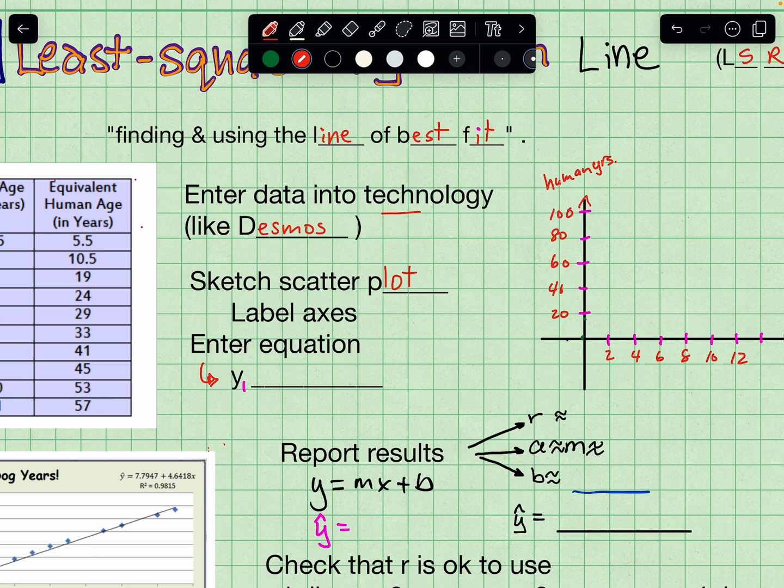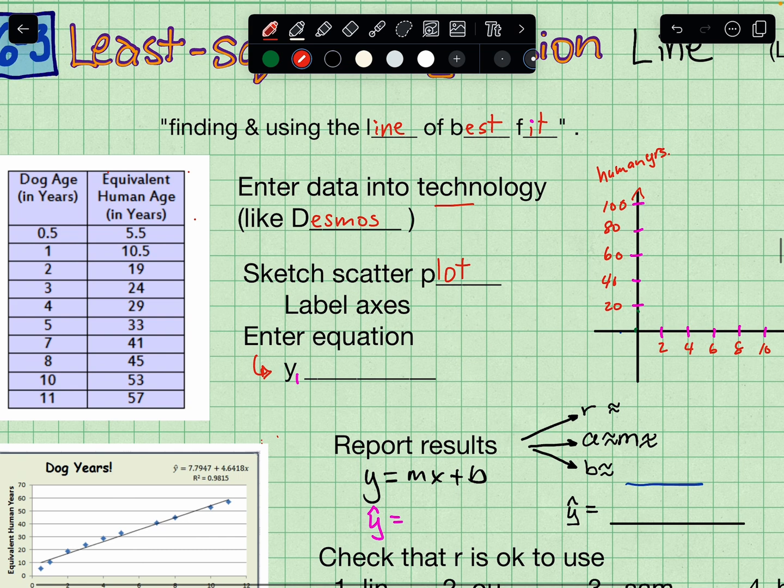Okay. So 0.5 and 10, or 0.5 and 5 would be something like there. 1 and 10 would be, oh, got that wrong. 0.5 and 10 would be there. 1 and 10 would be there. 2 and 19. 3 and 24.